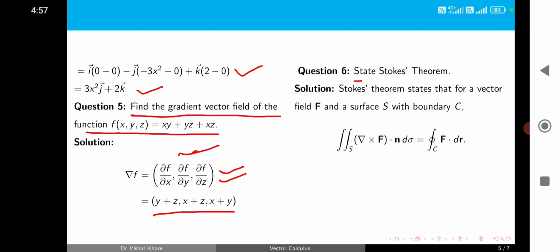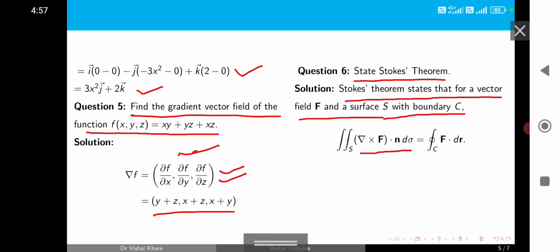Question number 6, state Stokes' theorem. Stokes' theorem states that for a vector field F and a surface S with boundary C, the surface integral of curl F dot n d sigma along surface S is equal to the integration of F dot dr along the closed curve C.